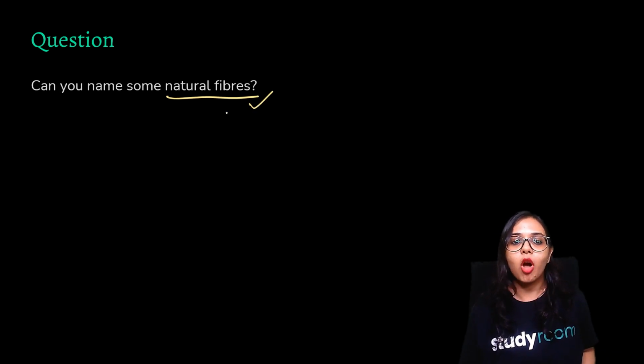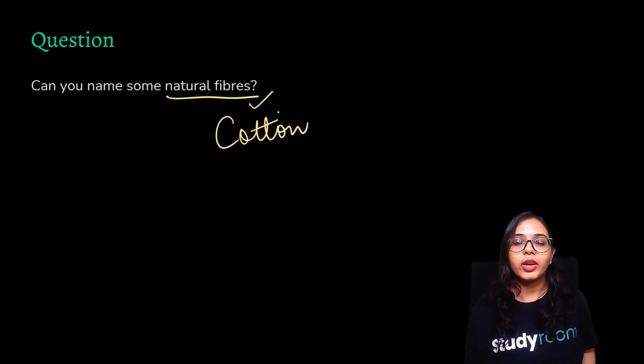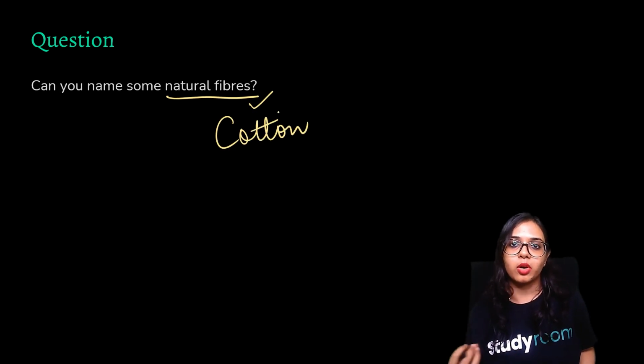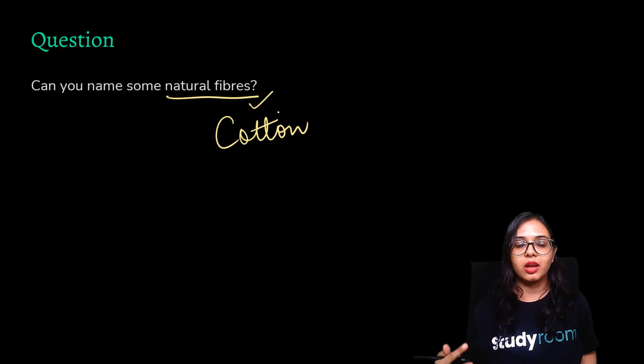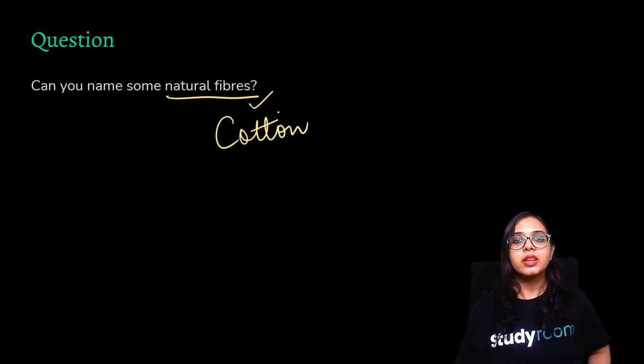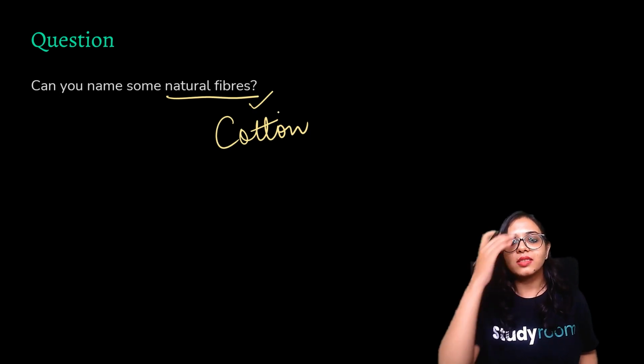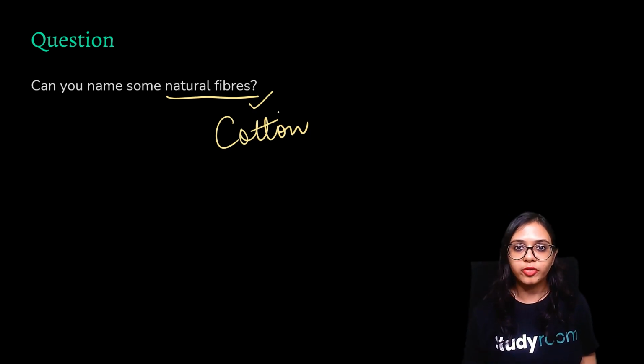So one of the common natural fibers is cotton, right? Because when we obtain raw cotton from the cotton plant, we spin it into yarn, and from yarn we get that fabric. So cotton is the most common natural fiber from which this natural fabric is made, that we wear in summers.